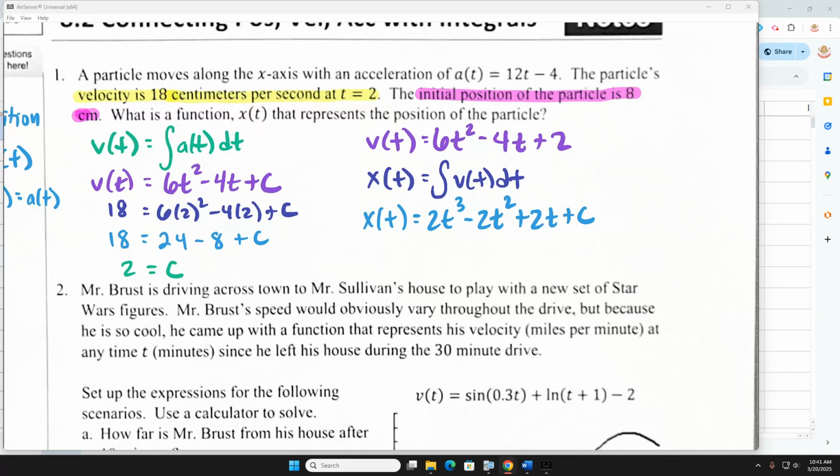Now I'm going to use what I highlighted in pink to find what C is. When it's the initial position, that makes it a little bit easier to find C because all of these things are going to be zeros. I'm actually going to write them in as zeros, just for your notes, but you can probably already tell that C is going to be 8 here.